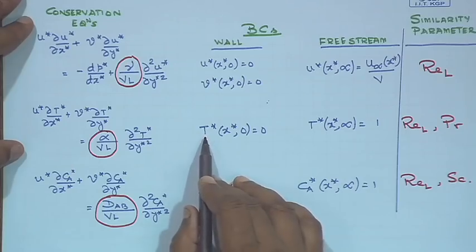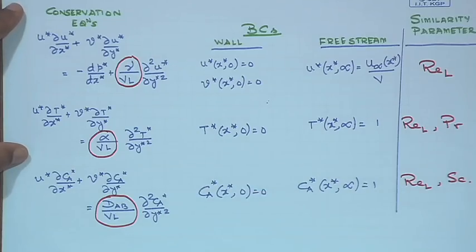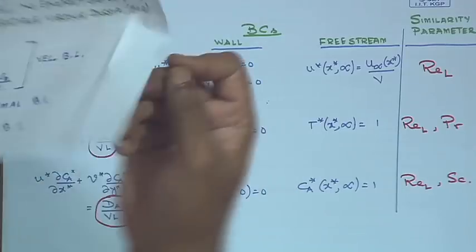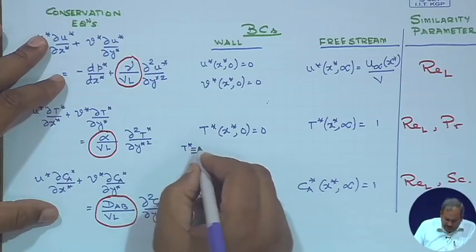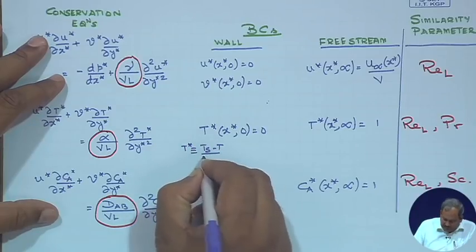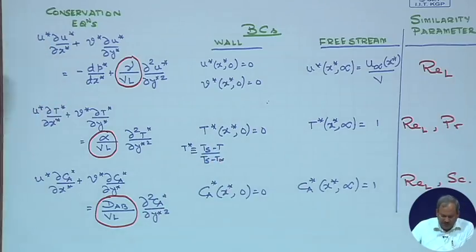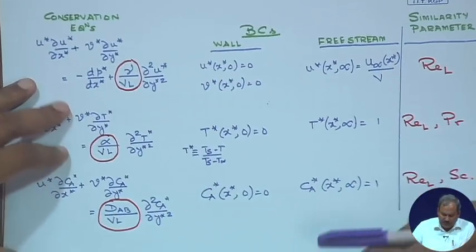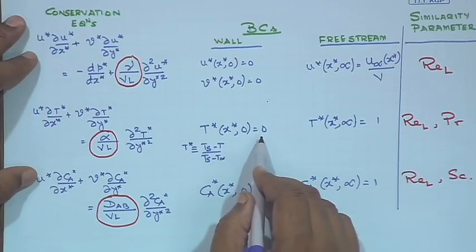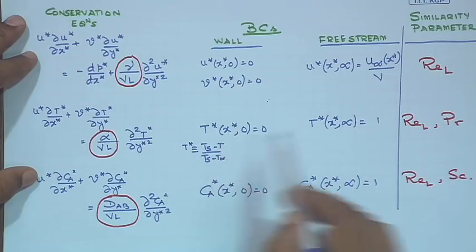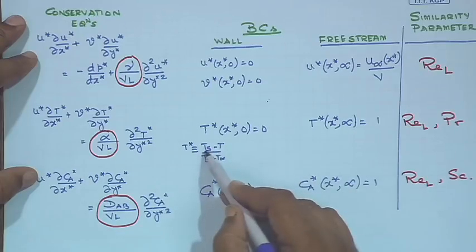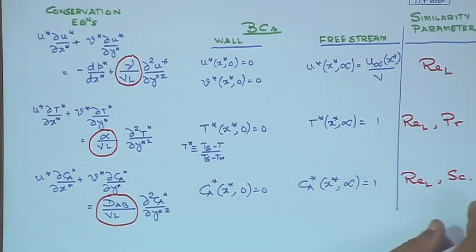Similarly, when we look at the dimensionless temperature difference over dimensionless temperature difference at the free stream, T star is defined as Ts minus T by Ts minus T infinity. So it would simply be equal to 0 at the wall, because this T is going to be equal to Ts, and at the free stream its value is going to be equal to 1, since the numerator and the denominator would cancel each other.